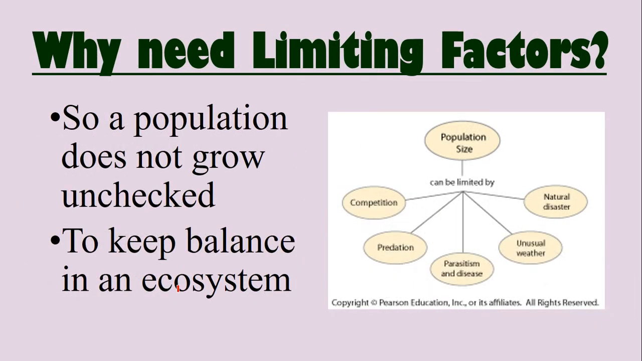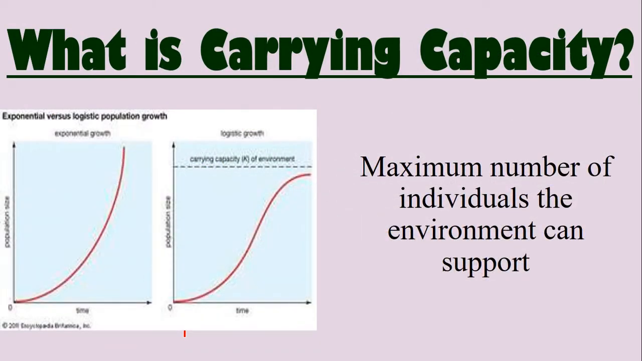So why do we need limiting factors? It's so a population does not grow unchecked. So it keeps the ecosystem in a balance. You do not want too many of one species because then it can cause other species to go extinct. When we talk about limiting factors, they factor into something called the carrying capacity. And carrying capacity is the number of individuals the environment can support.